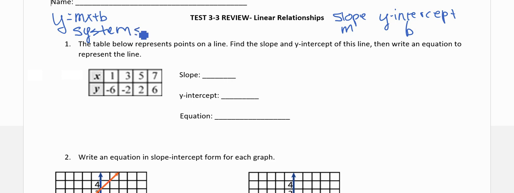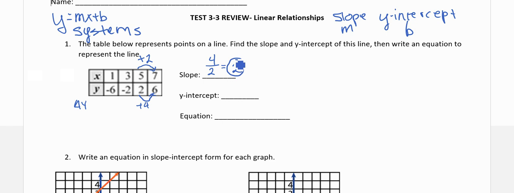So the table below represents points on a line. Find the slope and y-intercept of this line when writing an equation to represent the line. To find our slope, we find our change in y to change in x. Remember, we can use any 2 points, so the easier the points, the better. Here I can see my change in y is increasing by 4, and the change in x is increasing by 2. So my slope can be written as 4 over 2, which equals 2.